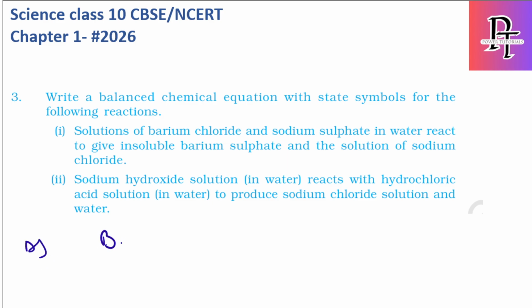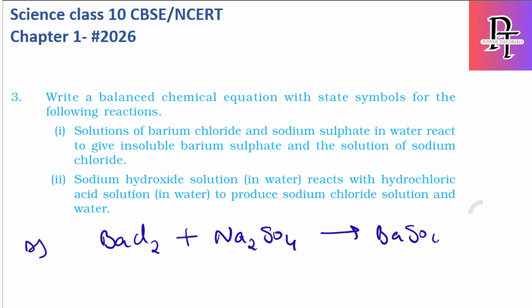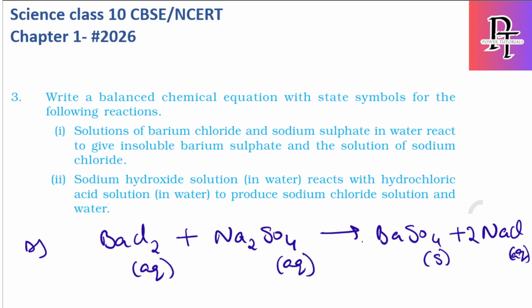Solutions of barium chloride, so BaCl2 plus sodium sulfate, which is Na2SO4, gives rise to insoluble barium sulfate. So insoluble means clearly it is a precipitate. Sodium chloride, which is NaCl, is also aqueous. So this is aqueous. BaCl2 is aqueous. Sodium sulfate is also aqueous. Let's balance this. Yes, everything is balanced.